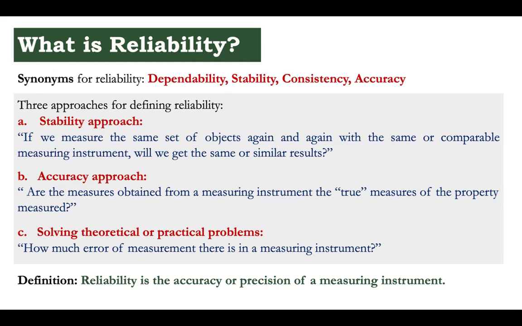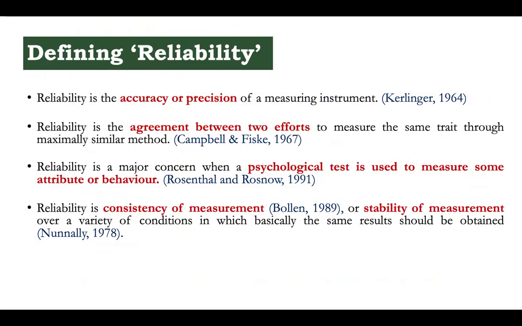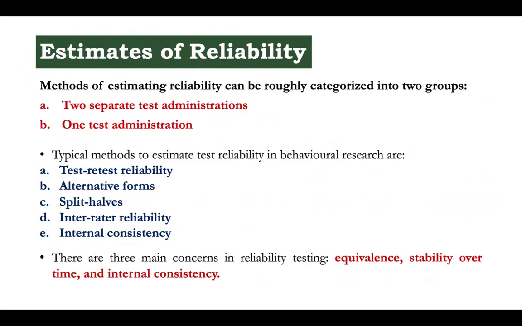Second is the accuracy approach. Are the measures obtained from the measuring instrument true measures of the property, solving the theoretical or practical problem? The third approach is how much error of measurement there is in the measuring instrument. So three approaches are there. Finally, we can define reliability as the accuracy or precision of a measuring instrument. There are some other definitions of reliability, but we will not go longer.